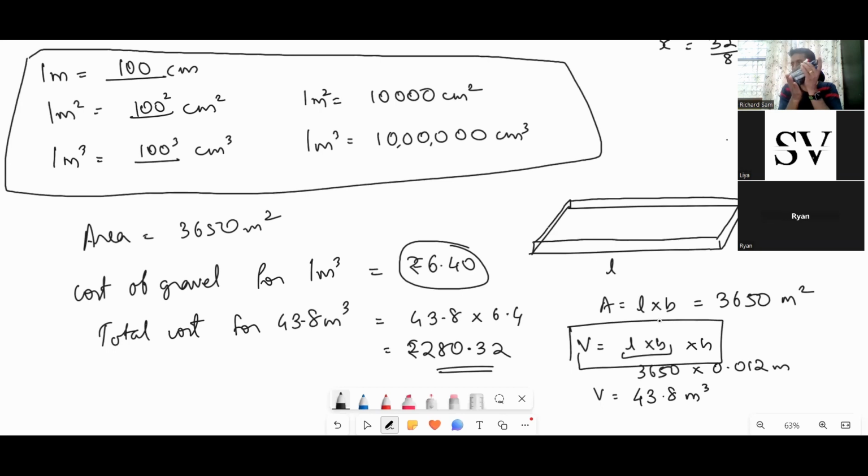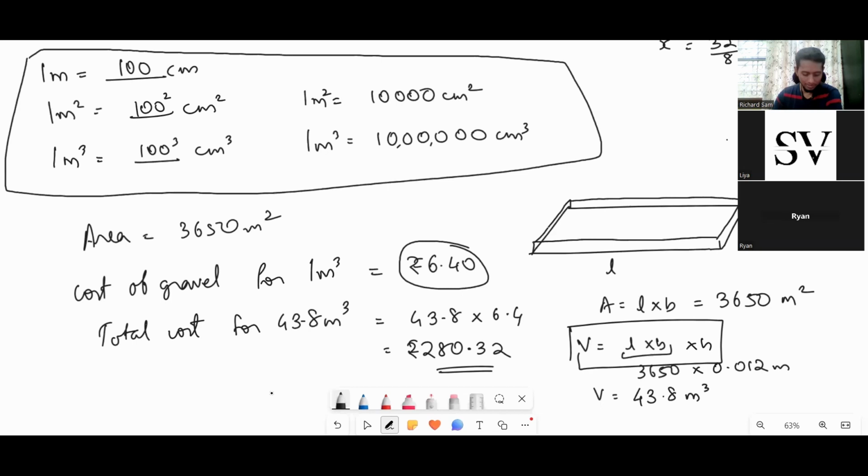How did we get the area? Either it's given or we found the area. Area is like length into breadth, and there's a formula for finding area. Area into the third dimension will give you the volume. Area is two dimensional; into the third dimension, height, you get the volume. A circle is not length into breadth. It's radius into radius into pi, pi r square. Right? Okay.